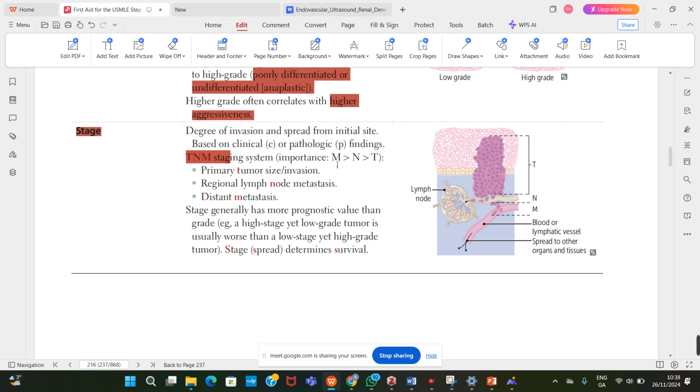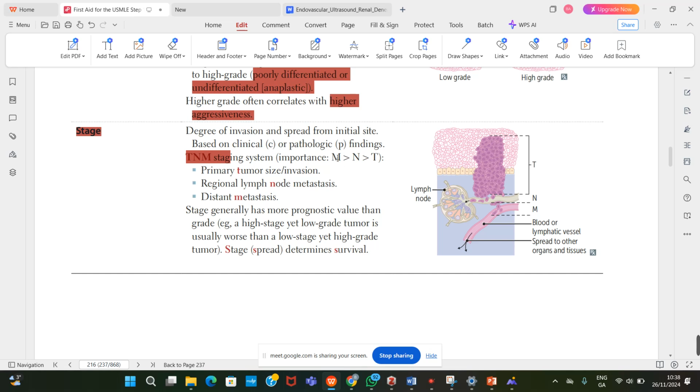A tumor that has already metastasized, you don't even need to be doing the other T and N. It's already a high stage. So that's why M is very important. In fact, you just ask the question, has this tumor metastasized or not? Once it has metastasized, you put it in a very high stage.